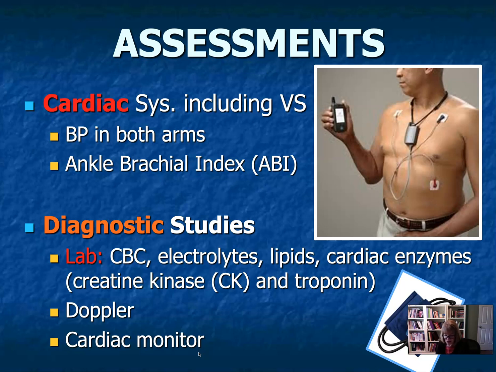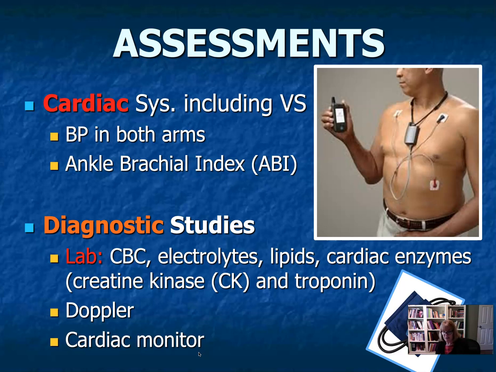So as just a graph, 1 to 1.29 is normal. 0.91 to 0.99 is borderline compromise. 0.41 to 0.9 is mild to moderate, and less than 0.4 is severe disease. Okay? All right, so there we go.